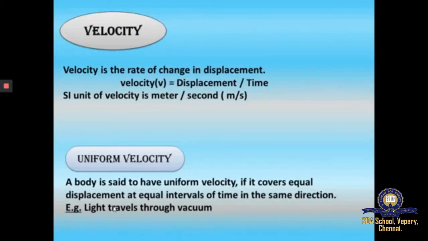Uniform velocity. A body is said to have uniform velocity if it covers equal displacement at equal intervals of time in the same direction. Example, light travels through vacuum.